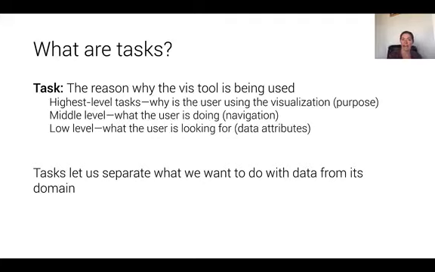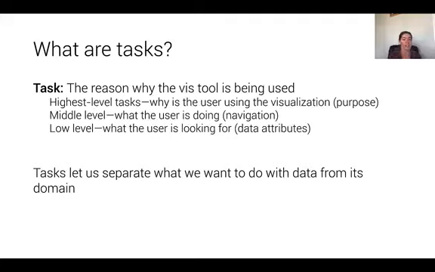So we can use task characterization to really understand how we might facilitate this interchange between the data and the user in a way that isn't necessarily biased or complicated by the specifics of the domain. And we conduct tasks at different levels of detail, and we can characterize tasks based on these kinds of questions. At the highest level, tasks tell us, why is the user using the visualization? Why am I as a person looking at this data? So we reflect this in the purpose of the visualization.